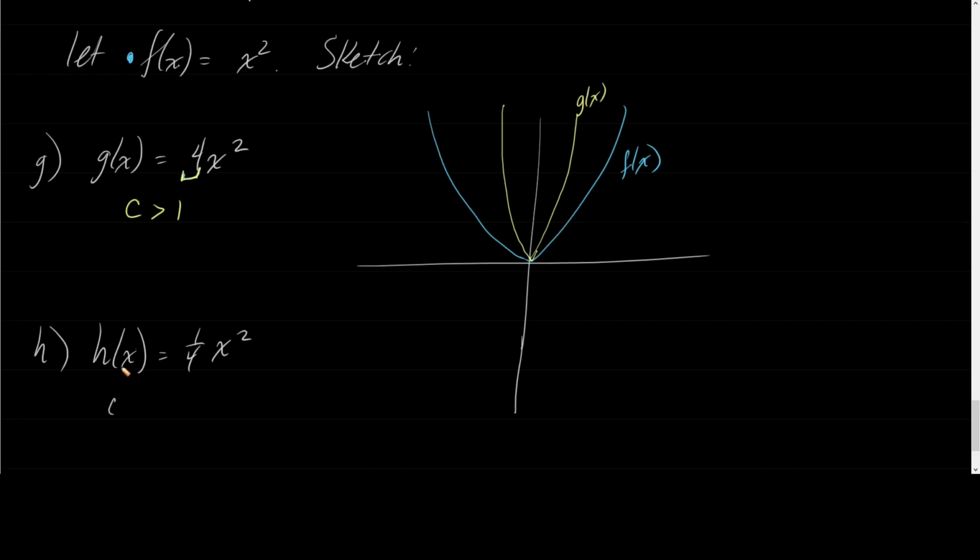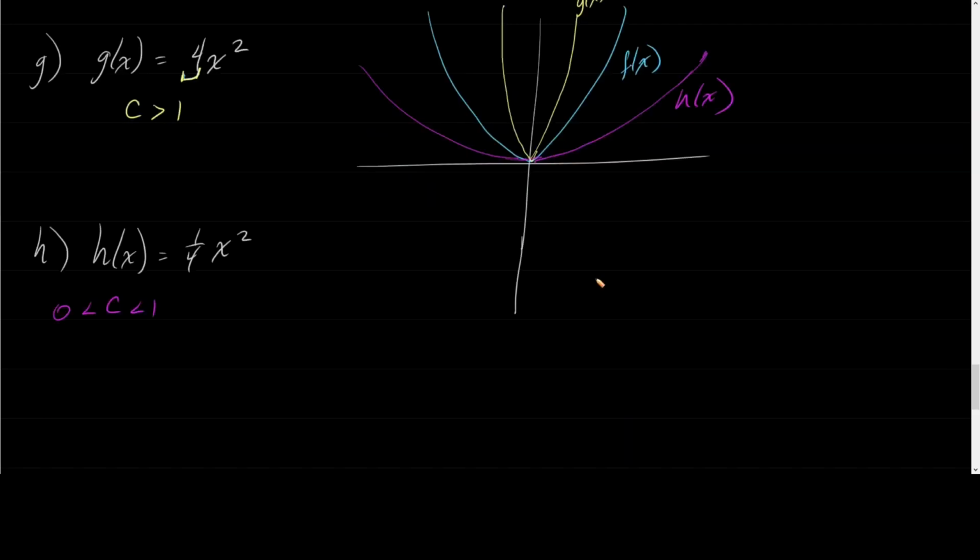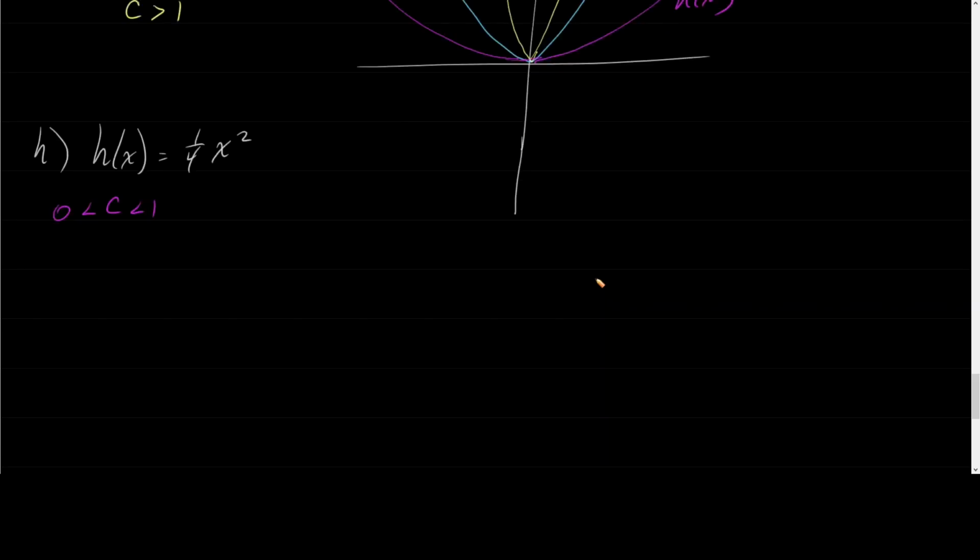And here our c, and we'll do that in purple, is between 0 and 1. Right, 1/4 is between 0 and 1. So essentially, this is going to be a shrink. And that right there would be h of x. It's a vertical shrink. It's being squeezed downwards. Well, upwards and downwards. All right, now let's do it with another function.